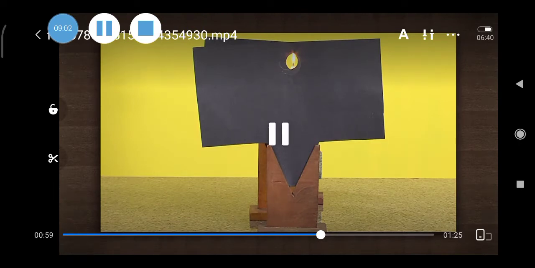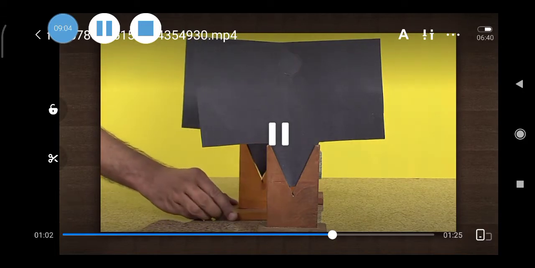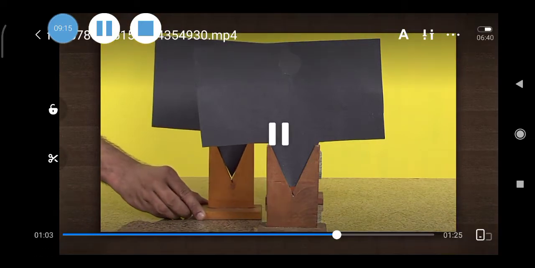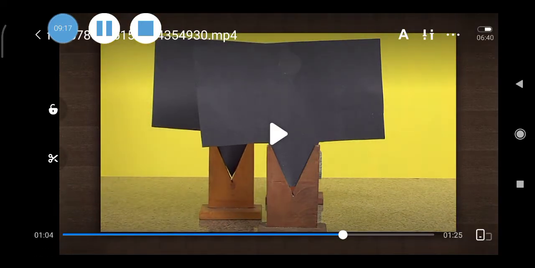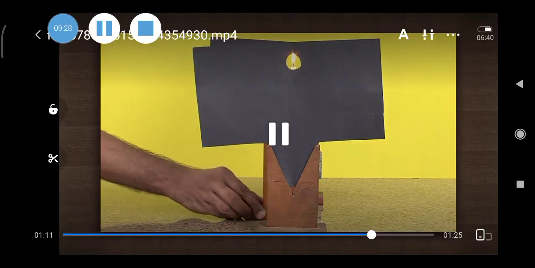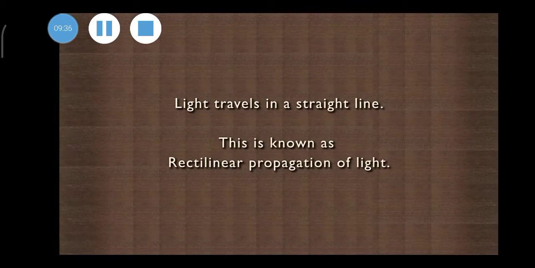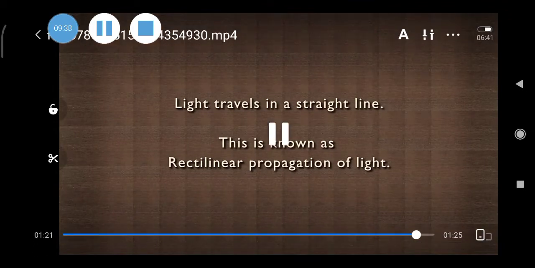Try moving one of the cardboard pieces to one side. In this case, if we move the cardboard in the center, we cannot see the flame of the candle, because the light is blocked. Why? Because light travels in a straight line. The path of light will be interrupted and you won't be able to see the candle. So we know now that light travels along a straight path. Light is a form of energy. One of the characteristics of light is that it travels in a straight line. This is known as the rectilinear propagation of light.